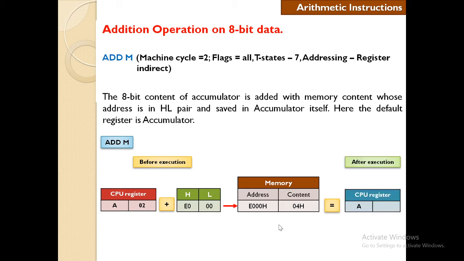So before execution it is like this. After execution it becomes 06. Why? Because previously accumulator was having 02. Now the ADD M here means the content of memory whose address is in HL pair gets added with accumulator and is saved in accumulator. So the location pointed to by HL is E000. The content across this is 04, and that 04 gets added with 02 and the accumulator content becomes 06.